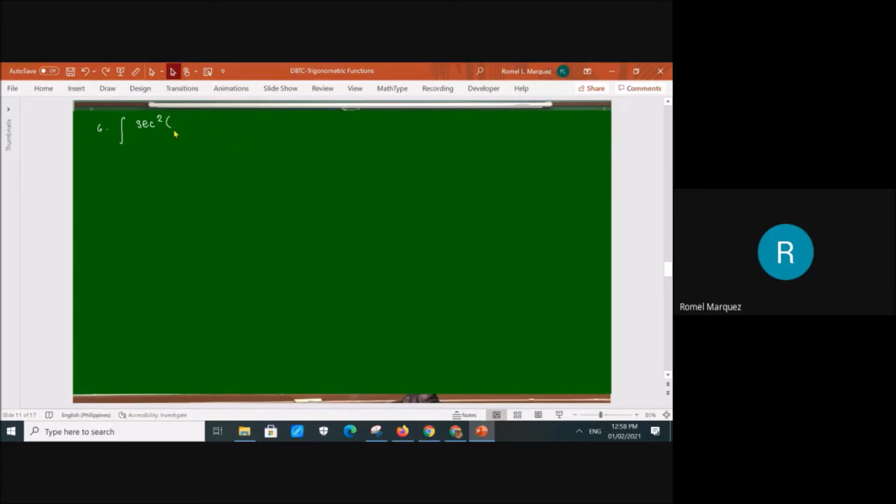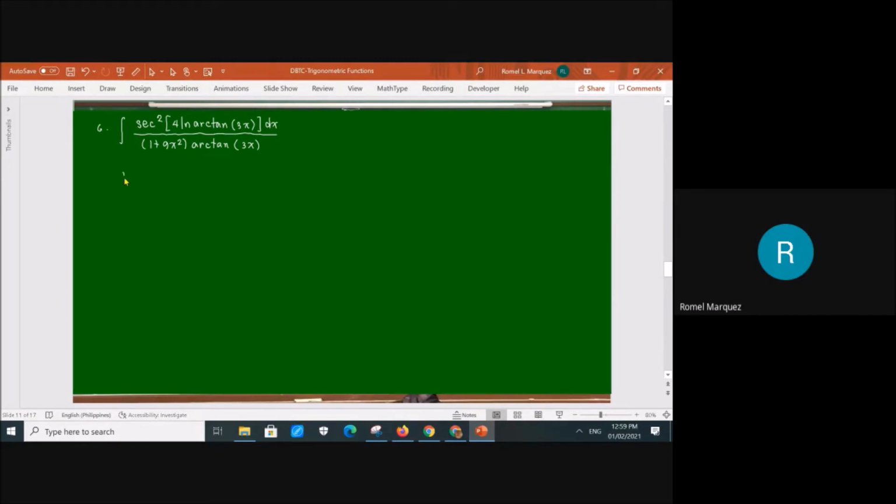So, the integral of secant squared of 4 ln of arctan of 3x, dx all over 1 plus 9x squared multiplied by arctan of 3x. Okay, guys? Let's see.